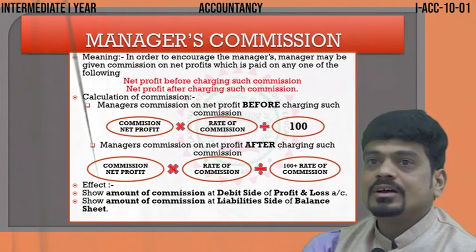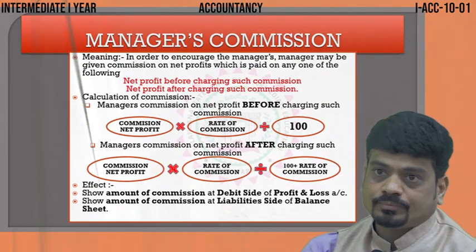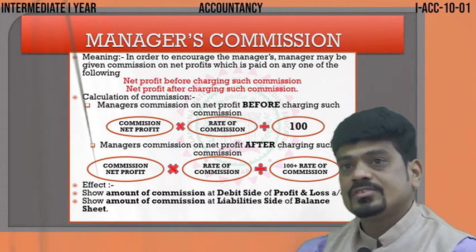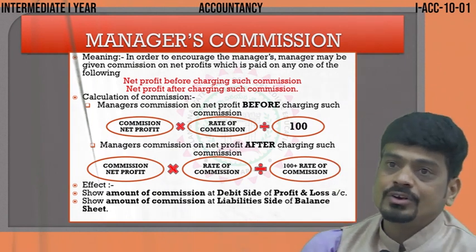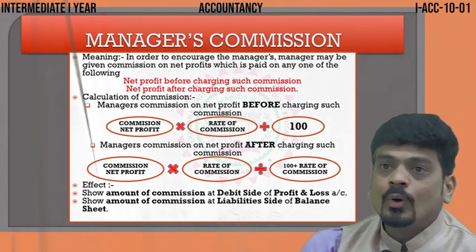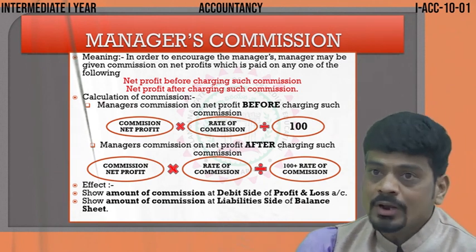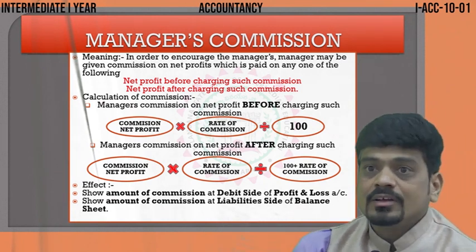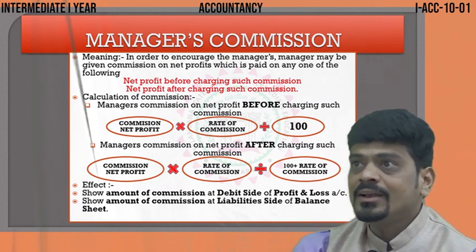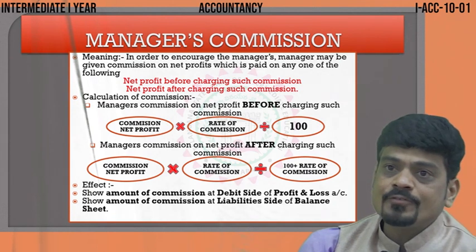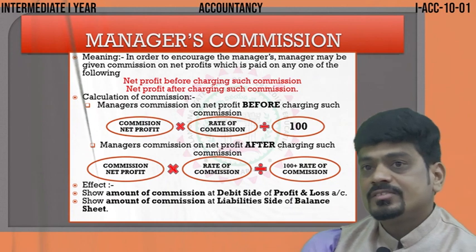And then comes the next adjustment, last adjustment, manager's commission. There are 2 situations. Why we pay manager's commission? Nothing but if we want the manager to work more. If you want to encourage him, then you'll give commission to the manager so that he will work more and your profits will increase. Then there are 2 ways to give the manager commission. One, on net profit before charging such commission, and one is after charging such commission.